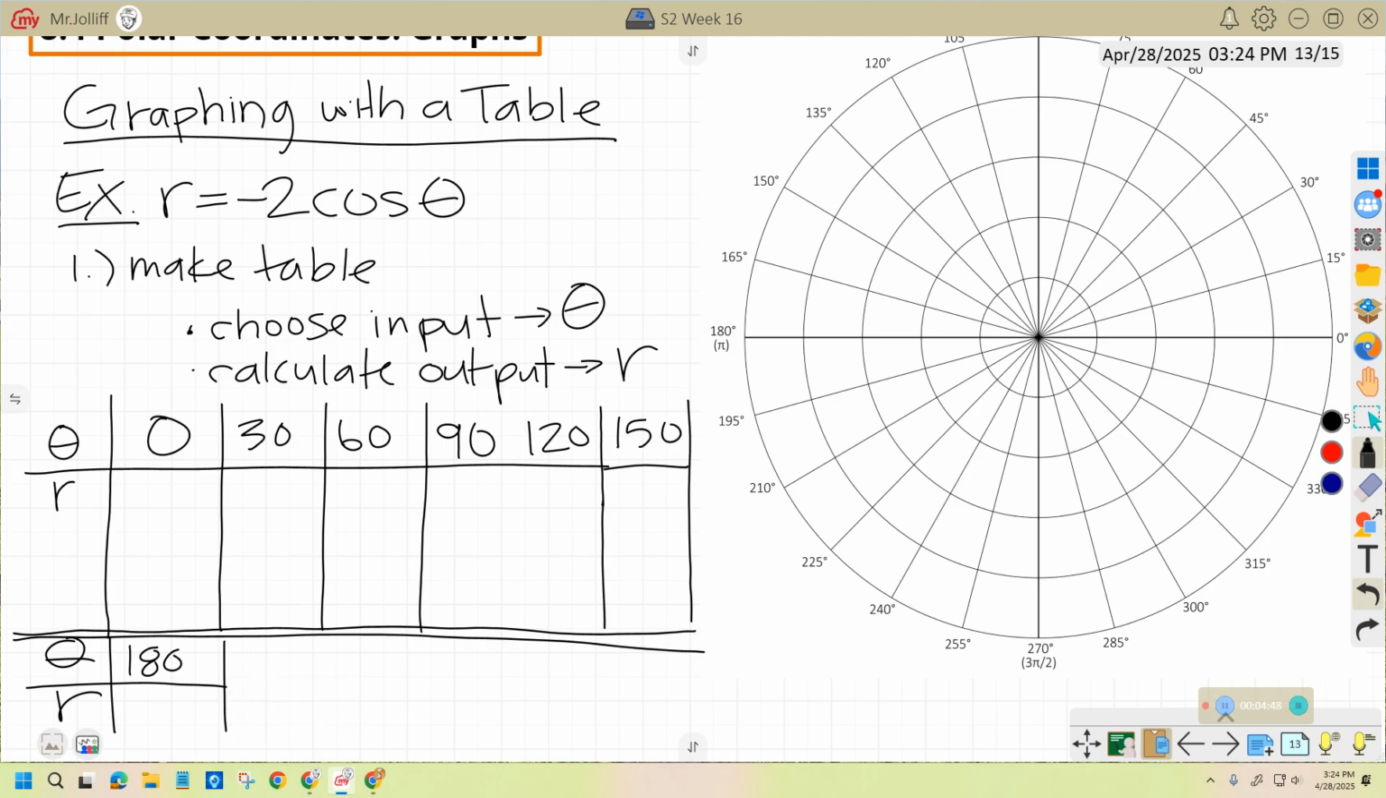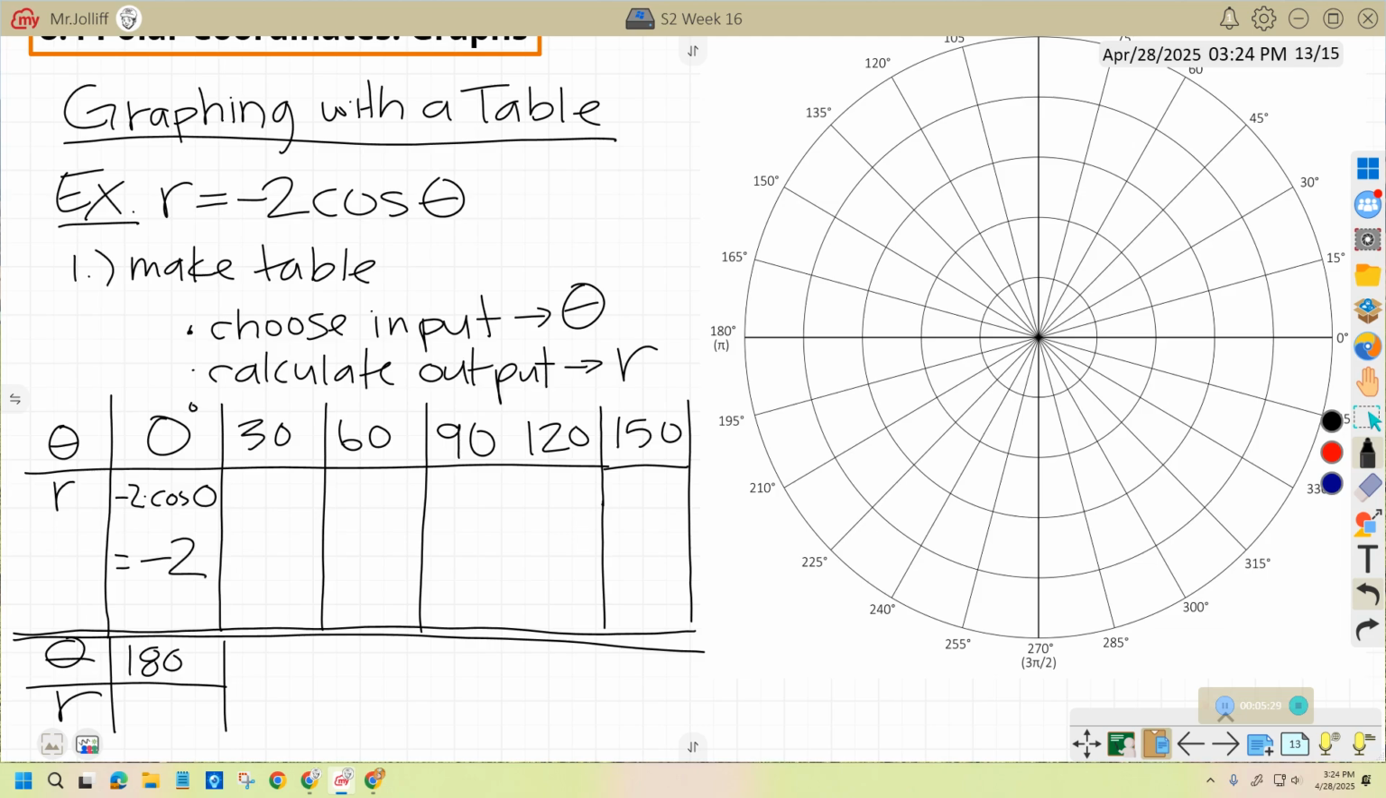All right, so starting with 0. To find r, I use the equation. So I'm going to do -2 times cos of 0 degrees. What is negative 2 times cos of 0? Negative 2. Very good. So the first point on my graph is 0 degrees, negative 2.